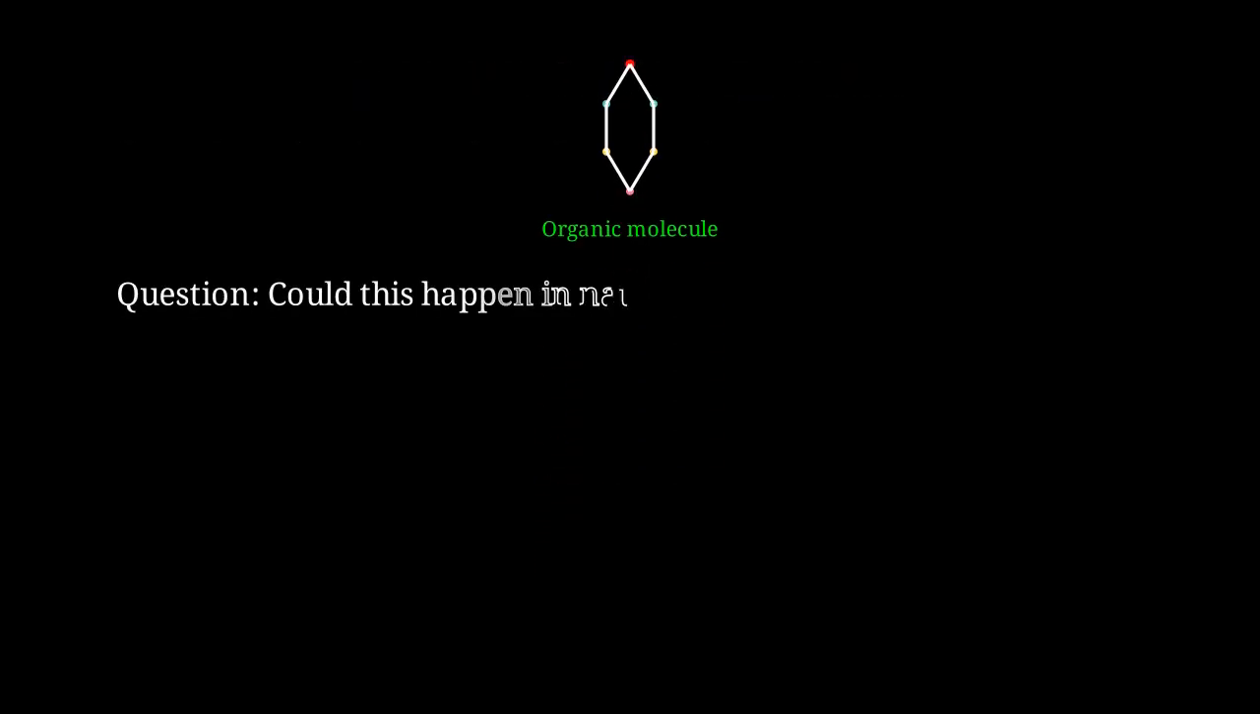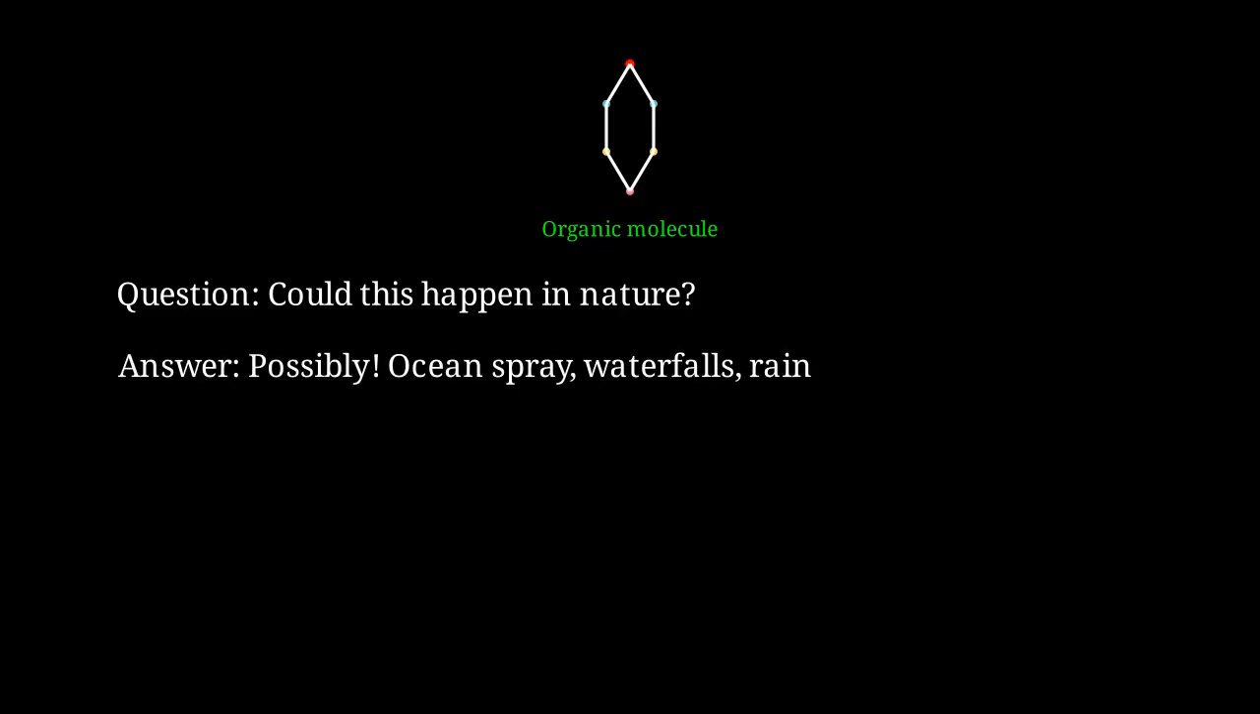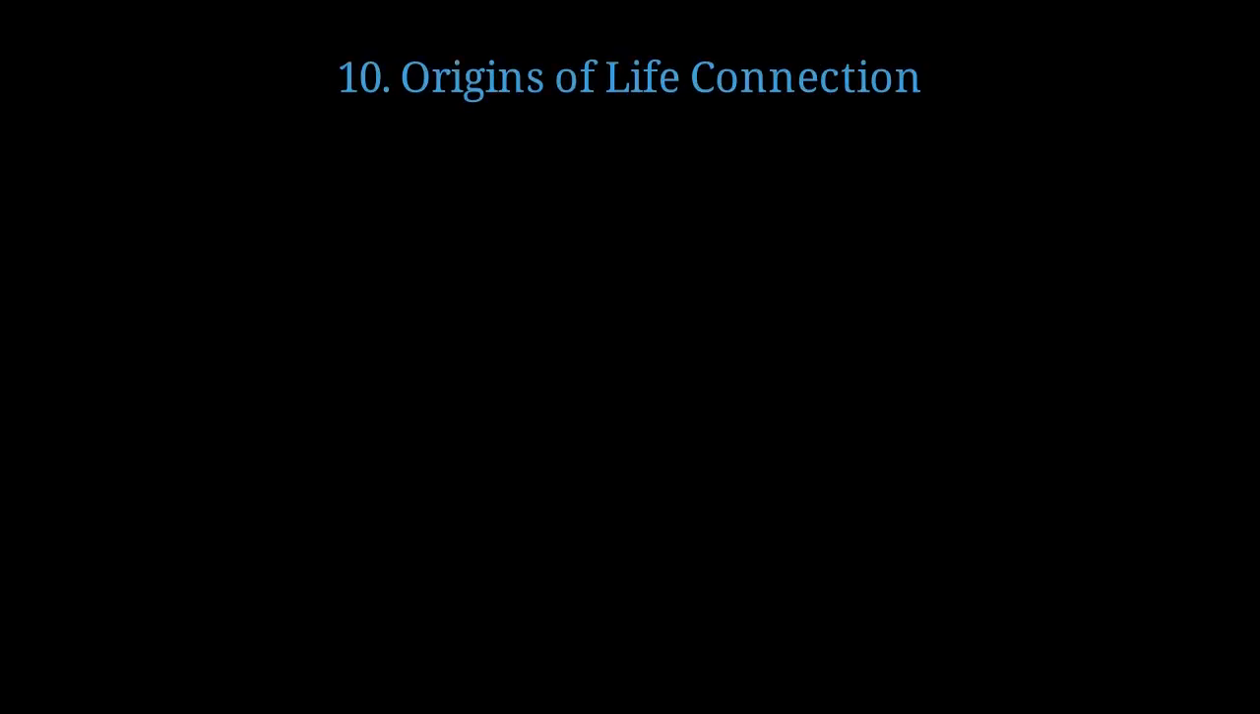This raises a fascinating question. Could microlightning in natural water sprays have helped create organic molecules on early Earth? The answer is possibly yes. Anywhere we have water breaking into fine sprays, like ocean waves, waterfalls, or rain, this process could occur. This phenomenon might have played a role in the origin of life on Earth.